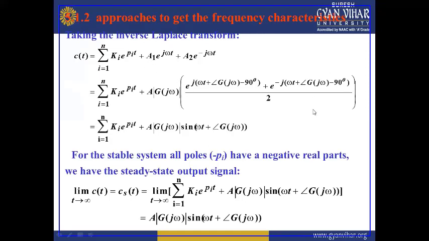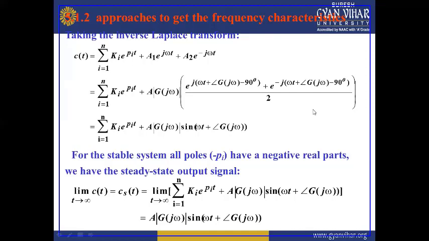Now, when we take the Laplace inverse of the previous equation, we will be getting that in the time domain. So in the time domain, c(t) is equal to the summation of i equal to 1 to n of Ki e to the power Pi t plus A1 into e to the power jωt plus A2 into e to the power minus jωt. When I take the common terms and substitute the values, I will be getting the final equation as the summation of i equal to 1 to n of Ki e to the power Pi t plus A into the magnitude of G(jω) into sine of ωt plus the angle of G(jω).